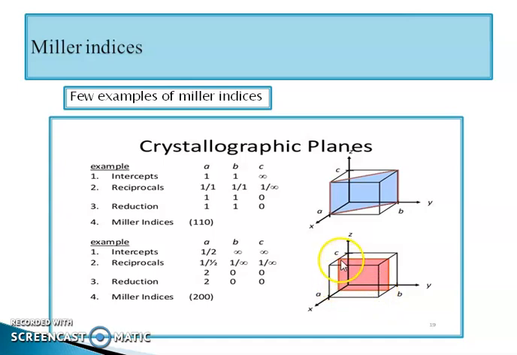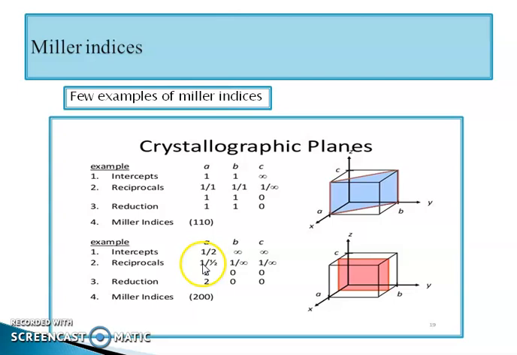See this plane, it is just touching the x-axis. It is neither touching the y-axis nor the z-axis, and it's shown with this pink color. Now up to this point A the length is 1. Therefore up to this point where this plane is cutting the x-axis, we can consider it as half. Therefore its intercept on the x-axis is half. On the y-axis infinity, similarly on the z-axis infinity.